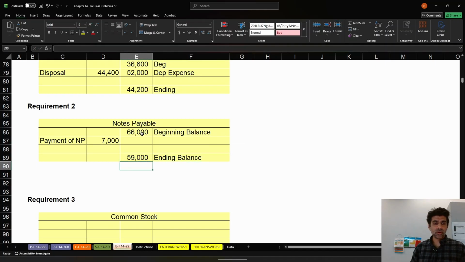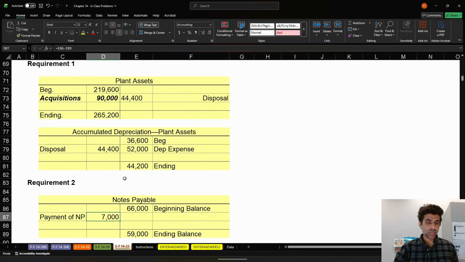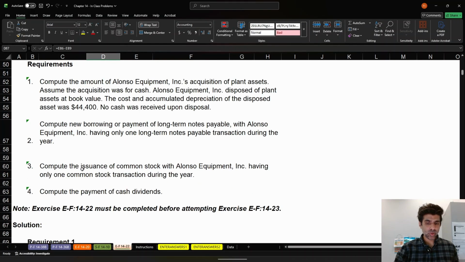So you just need to understand what the second part of this is, right? It's important because it's part of the statement of cash flow. A payment of notes payable is related to a cash outflow because it's a debit to notes payable, credit cash. Okay, so it's the same thing with this issuance of common stock.